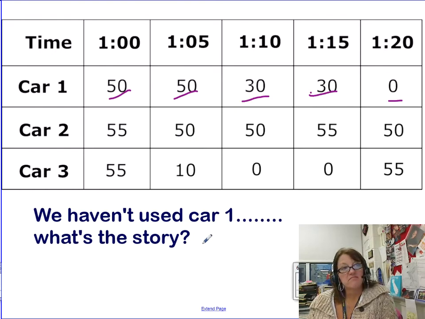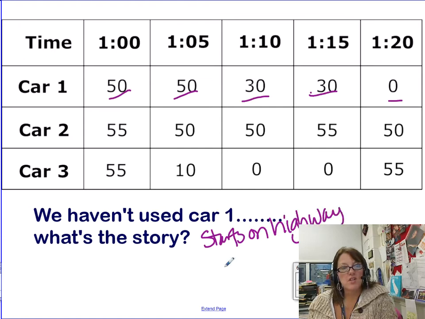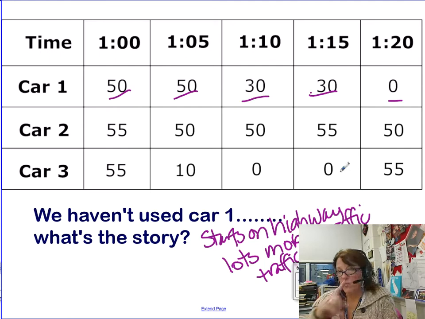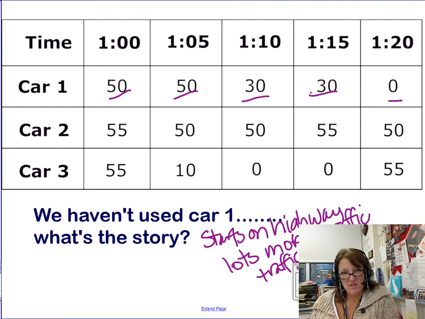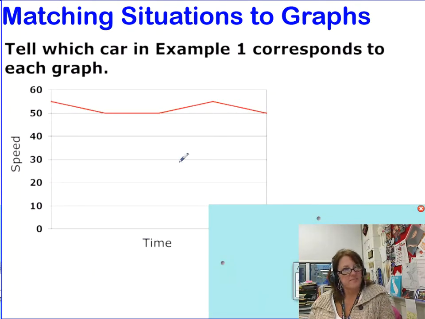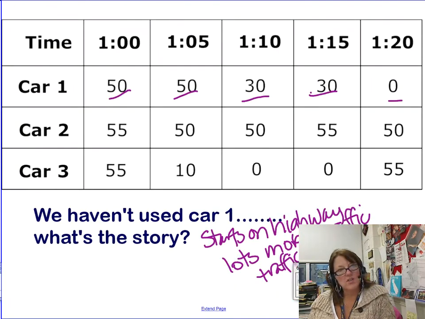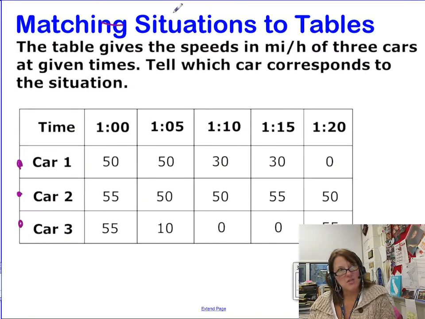Well, here's one possibility. Car number 1 starts out on the freeway or on the highway, and traffic starts getting more congested, okay? Lots more traffic. Can't go as quickly. And finally, there's a big old traffic jam and we have to slow down and stop. Complete stop. That's what happened there. One possible answer. Okay, so you see how this isn't really cranking out numbers doing computation. What we're actually doing here is trying to figure out a story or a situation that matches the information that you're given. Okay, so that was matching a situation to a table.